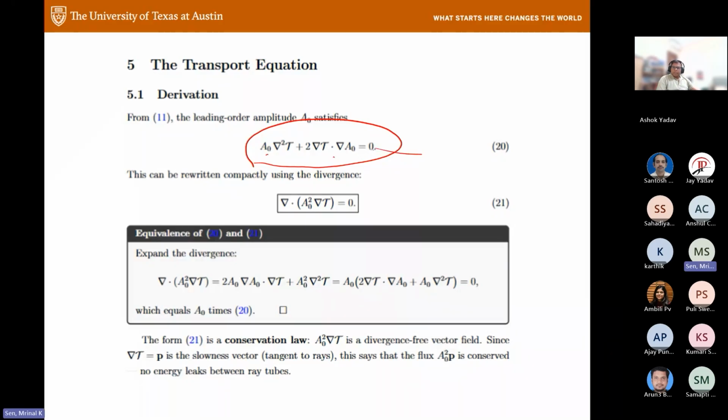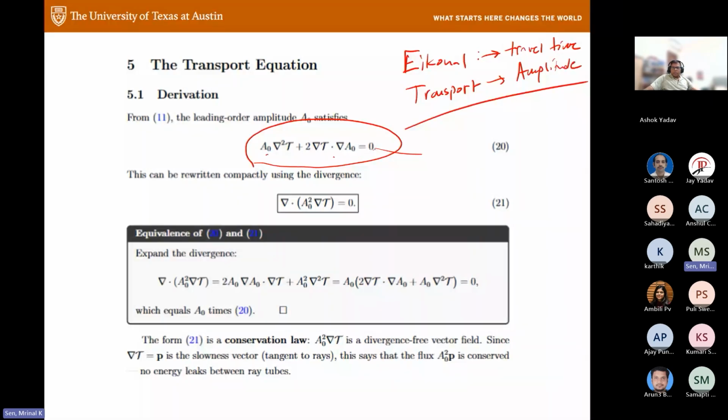So we have two equations. One is your Eikonal equation. Another is your transport equation. The Eikonal equation gives you travel time, and the transport equation gives you the amplitude of the ray path. All right, but what is our goal? Our goal is to now see if we can come up with a closed form solution for Green's function under this assumption.